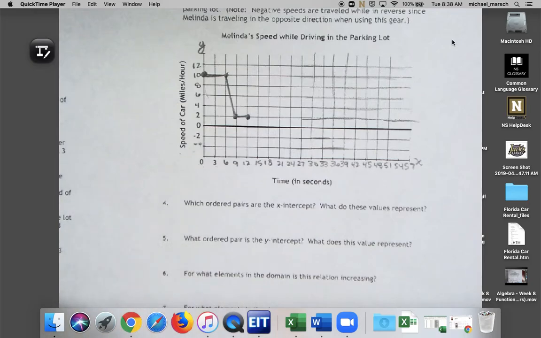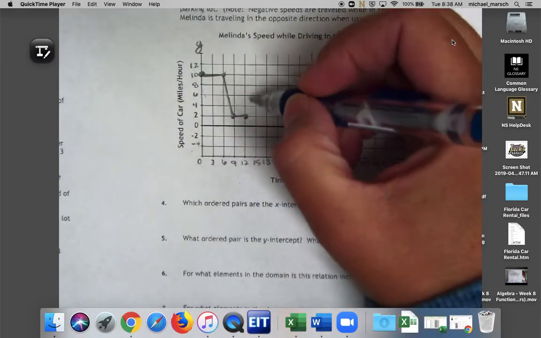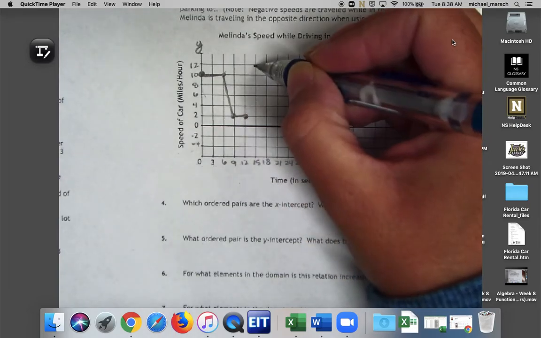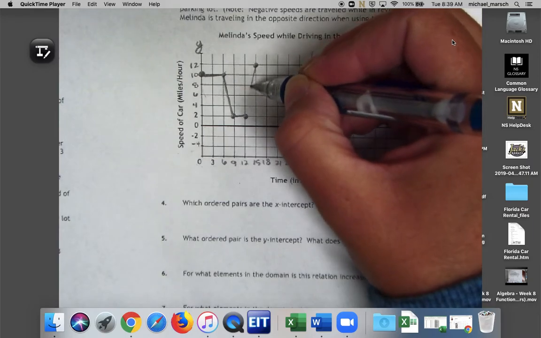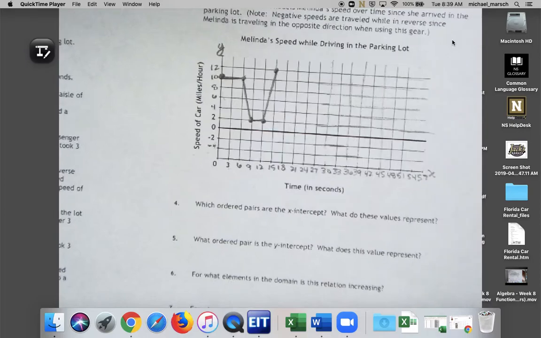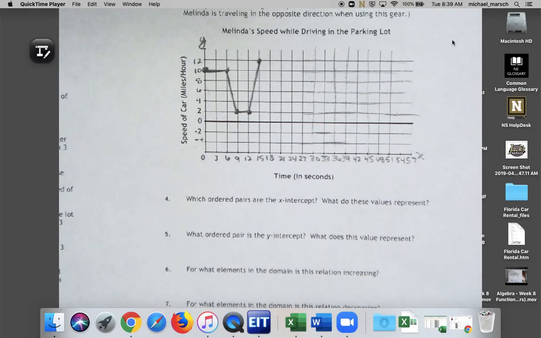As she turned down an aisle of the lot, she spent the next 3 seconds increasing her speed back up to 12 miles an hour. Wow. So she's going to go from here and she's going to go all the way up to 12 miles an hour over a 3-second period. So I'm going to connect those 2 dots here. Maybe she saw a spot. Who knows why she's going so fast in the parking lot?